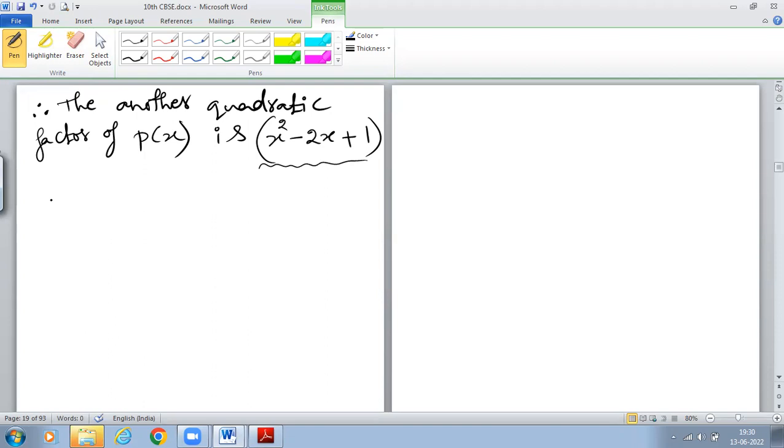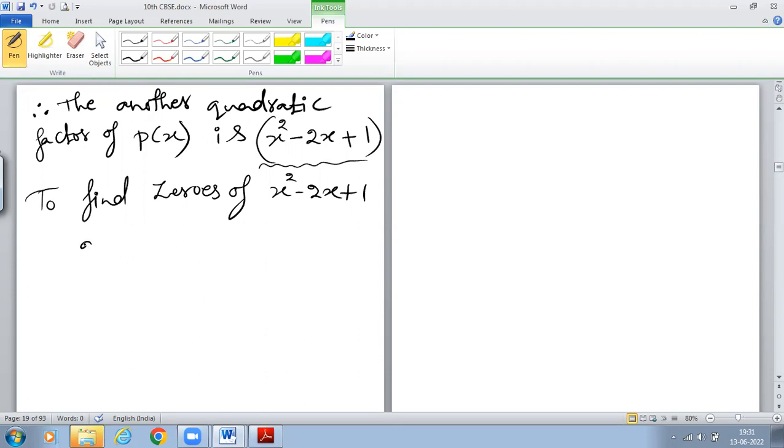So the remaining two zeros of the given polynomial of degree 4 are found by finding the zeros of this quadratic factor, that is x square minus 2x plus 1. That will give you the remaining two zeros. How to find the zeros? By using the formula or by using the normal method. Which method is easy for you, you can follow. Now I'm going to use the normal method.